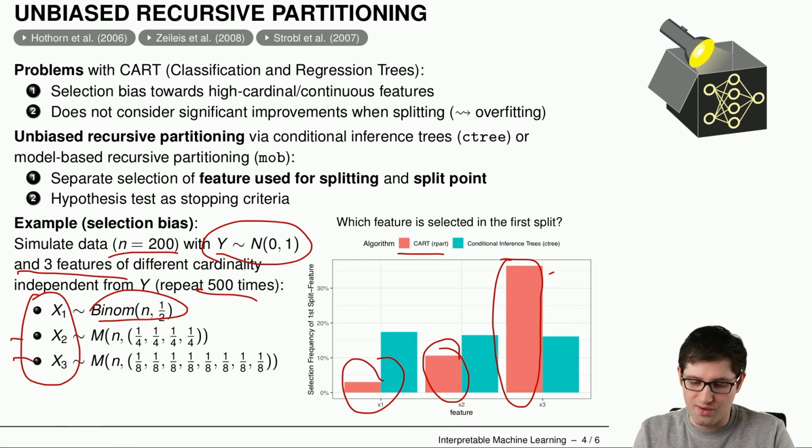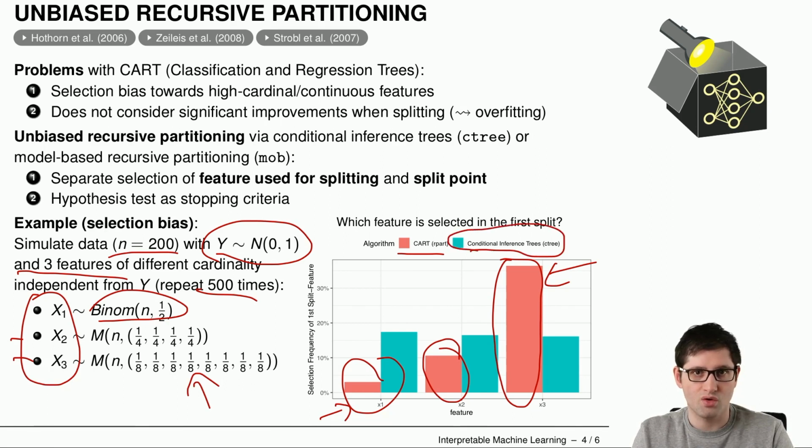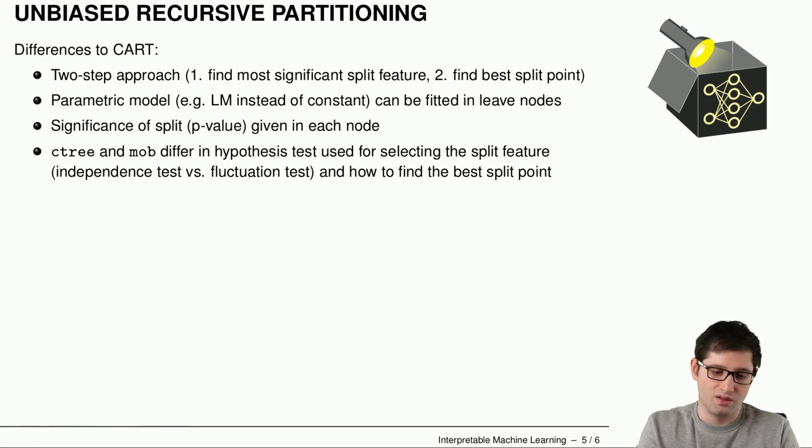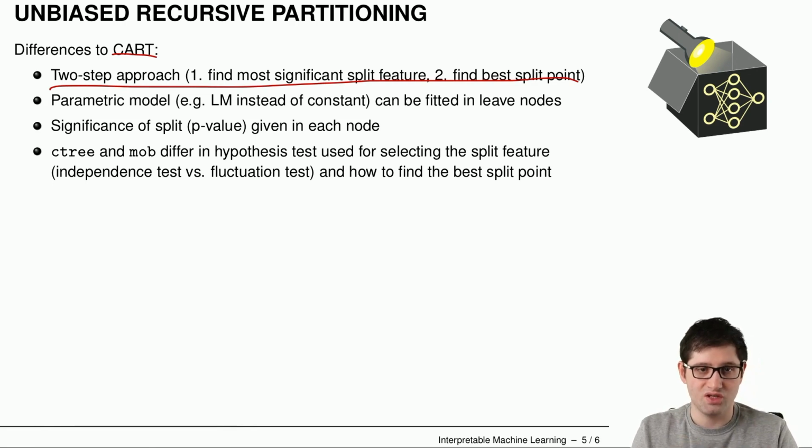is a clear preference for the third feature, which was the feature that had 8 categories. And the feature that had only 2 categories was not really often used for selection as a first splitting variable. While the conditional inference tree approach here selects all of these 3 features over all these 500 repetitions equally often. So the difference to the CART algorithm is that it addresses this selection bias by using a 2-step approach.